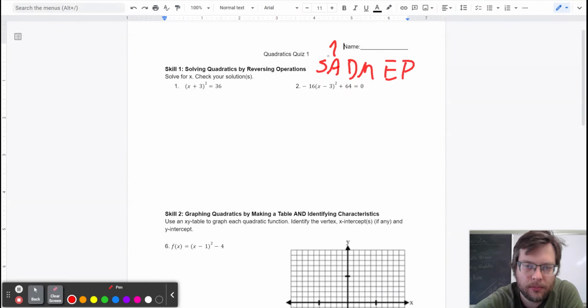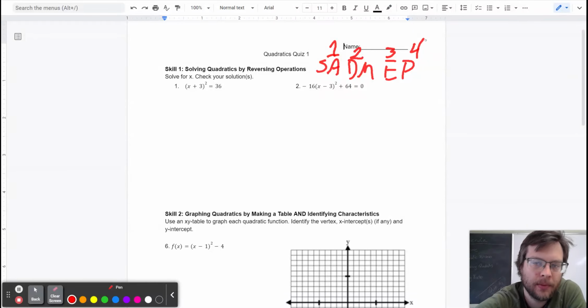And the idea is that step one is going to be getting rid of any subtracting or adding that is outside of parentheses. Step two is getting rid of dividing or multiplying that's outside of parentheses. Step three is getting rid of an exponent, which in a quadratic means you're going to get rid of a squared. So you should be thinking of square root. And the last step is just dealing with whatever is inside the parentheses.